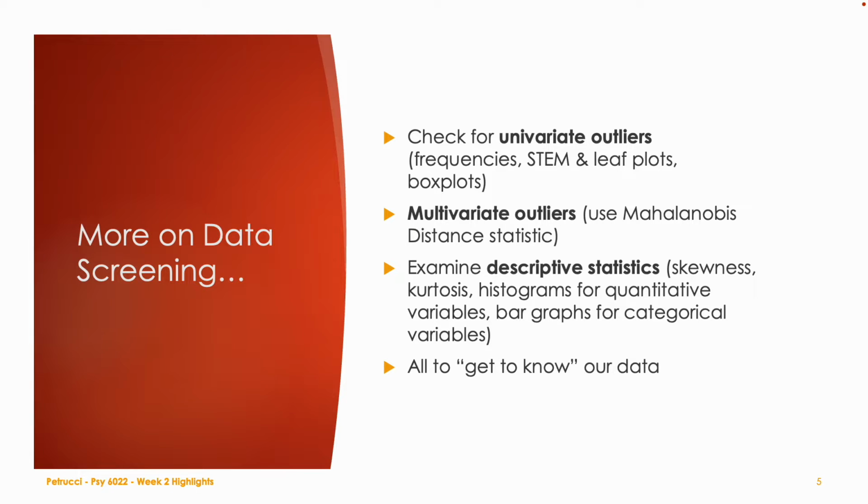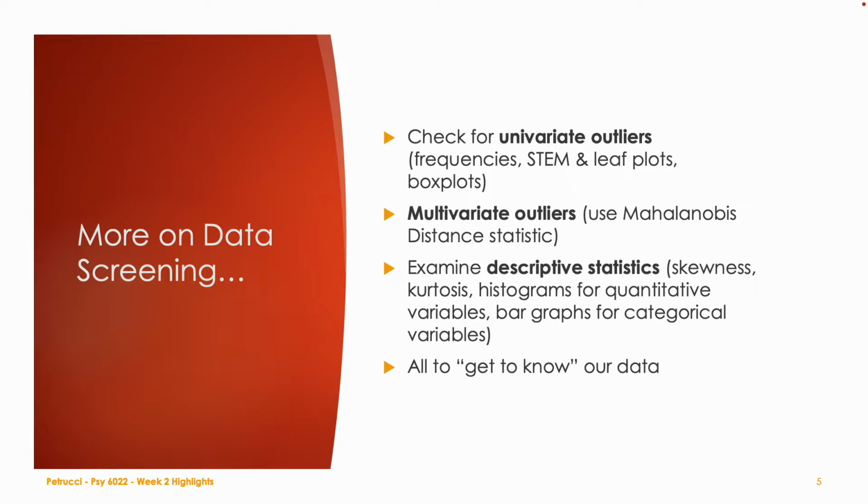We also analyze for multivariate outliers. Multivariate outliers look at all of the independent variables together on the dependent variable, and we can compute something called the Mahalanobis distance statistic to identify those multivariate outliers. The material in chapter 3B takes us through how to do that. It's pretty straightforward.